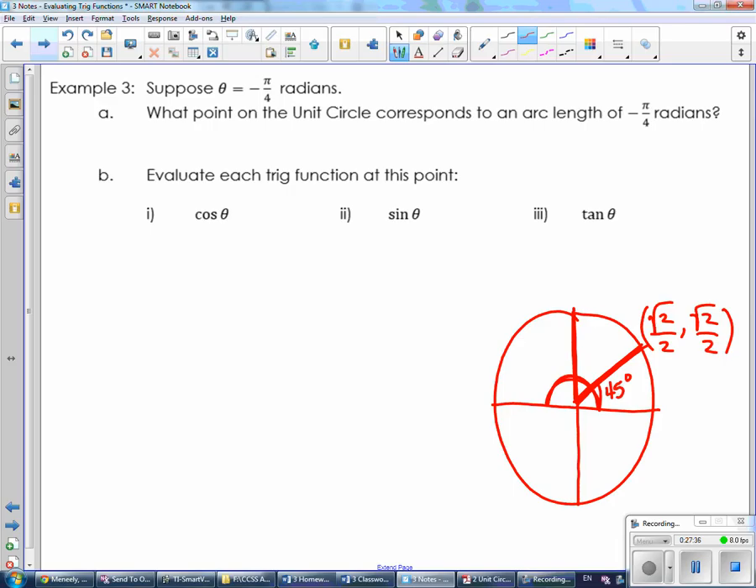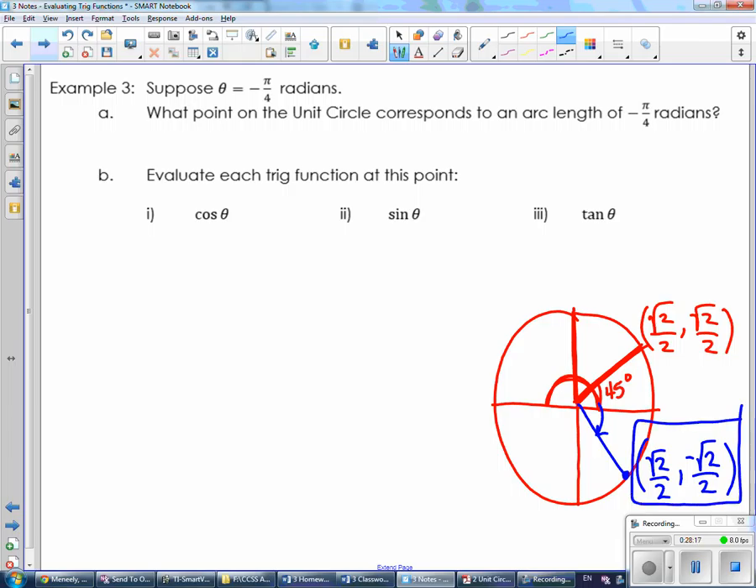But this angle is a negative pi over 4. So that means I'm not going up, I have to go back. And so that leaves me at this point on the unit circle. Since I'm in quadrant 4, this is where you want to remember the x value is going to stay positive, but your y value is negative. Now obviously, you're going to have the unit circle available to you, so you can just look at your unit circle. You don't have to have this memorized yet, but it is really helpful if you can remember these patterns. So this is the ordered pair that I'm going to use to evaluate my functions.